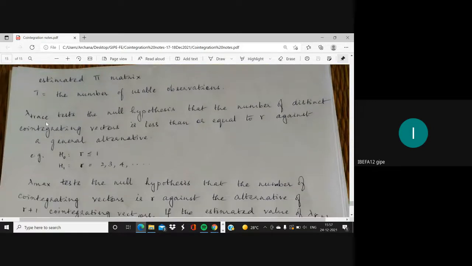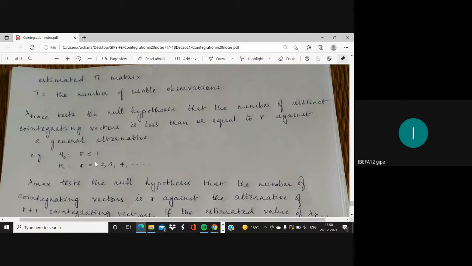Okay, so lambda trace here tests the null hypothesis that the number of distinct co-integrating vectors is less than or equal to r against a general alternative. Here the null is not very specific. It's telling you that the number of co-integrating vectors could be less than 1 or equal to 1. So it could even be 0 over here.